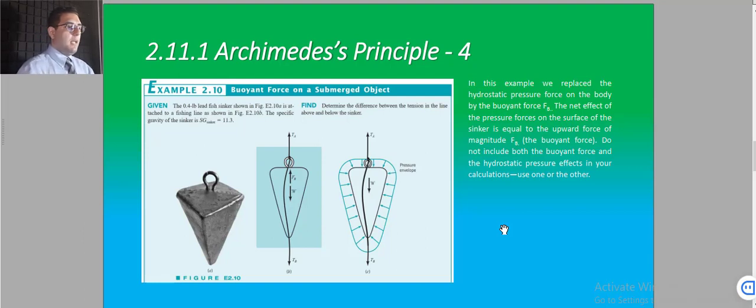Welcome back, guys. There is one point to tell you about the example that I solved for you. At the example, as you have noticed, we have replaced the buoyant force with the hydrostatic pressure force. So pay attention to this term. Do not use both of them. Just use either buoyant force or hydrostatic pressure force.